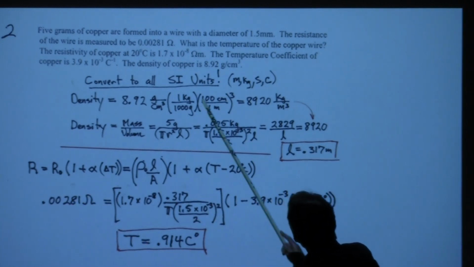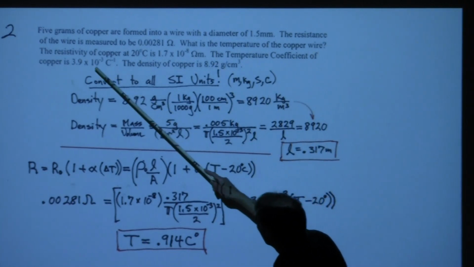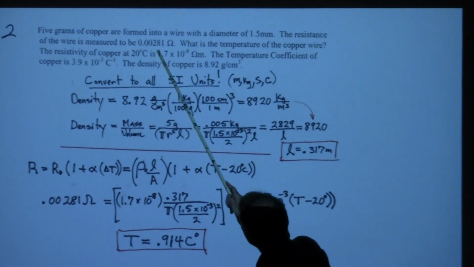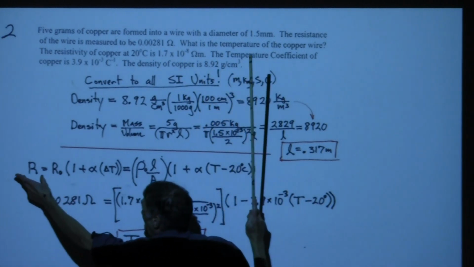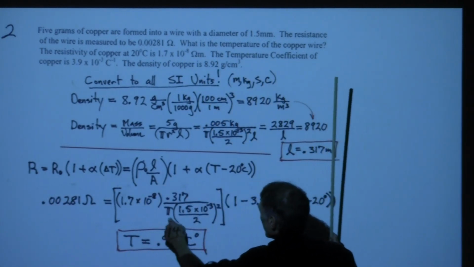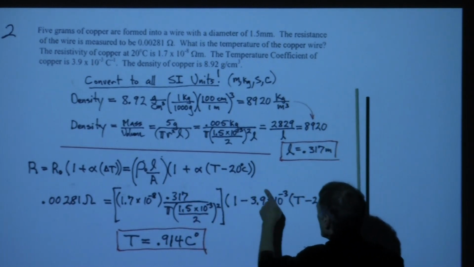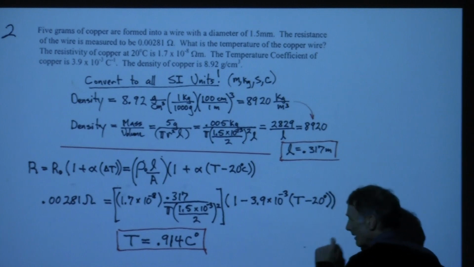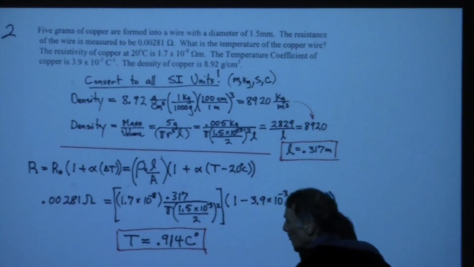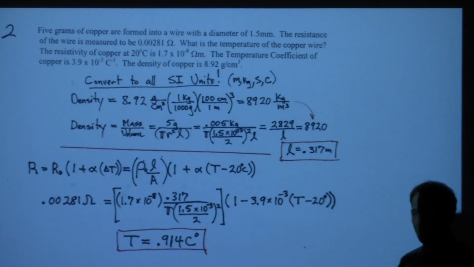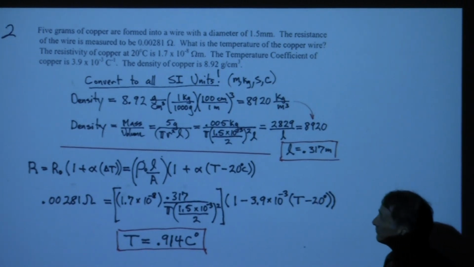So what he has here is, what is the temperature of the copper wire, and it is measured to be this when it's hot. And then it's a matter of sticking in all the numbers. I've got everything except T. Little algebra, which you know how to do. I come up with a temperature of 0.914 Celsius.